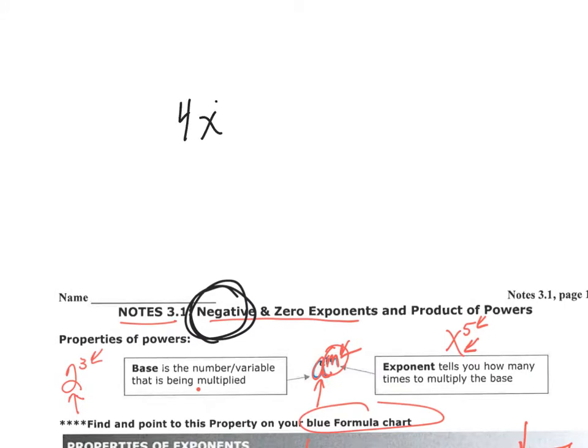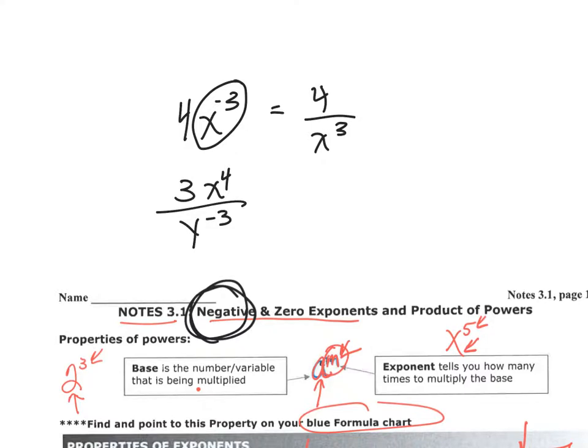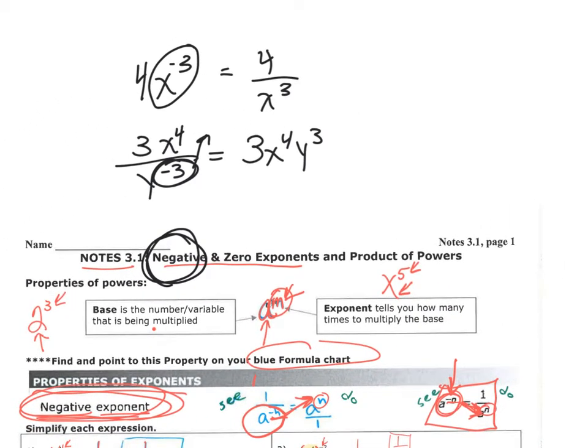So if I had 4x to the -3, that means this x to the 3rd is going to go to the denominator. But what happens if the negative exponent is in the denominator? I'm just making up these problems, okay? Well, all you're going to do is change the location. It's 3x to the 4th, y to the 3rd. Again, that negative exponent is saying move me, move me. So the first thing we talked about was negative exponents and how they mean to change the position.